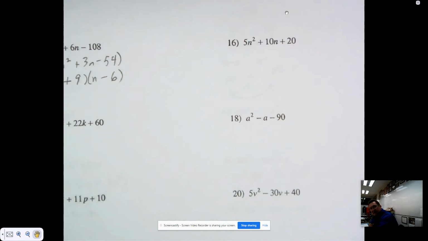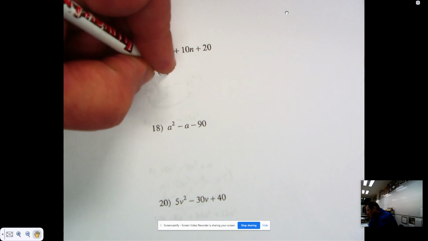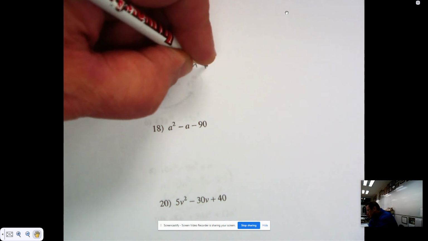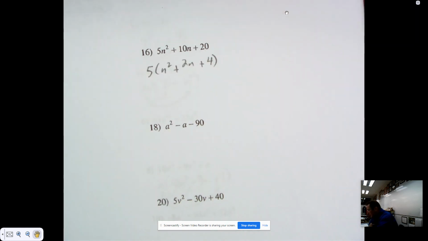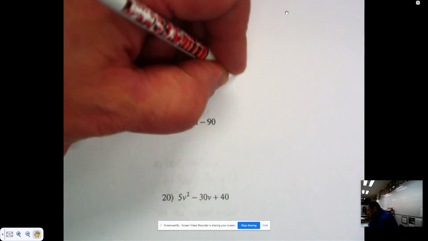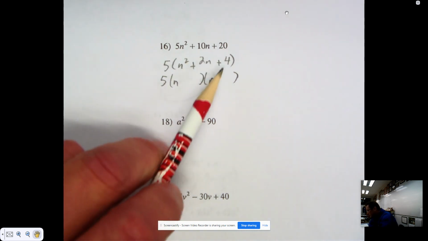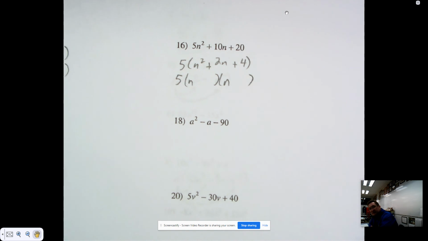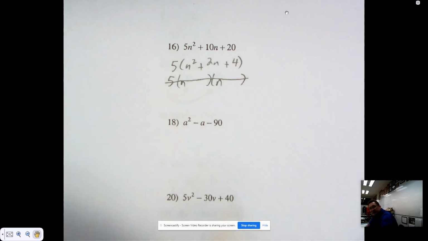Okay. All right, let's do another one over here. So here I want to pull out the greatest common factor, which is 5. So we have 5 times n squared plus 2n plus 4. And then we would say to ourselves, okay, can we think of two numbers that multiply to 4 and add to 2? And the truth is that we cannot. And so that is all of the factoring we can do, just to pull that 5 out.